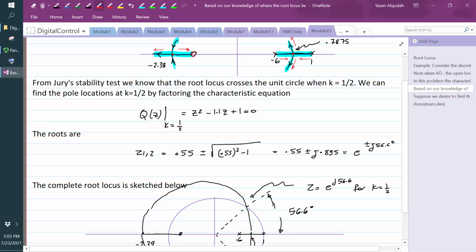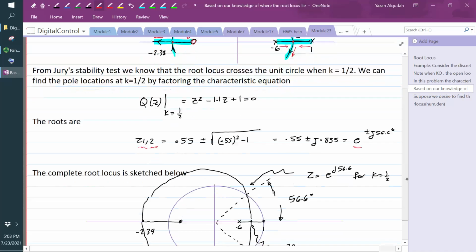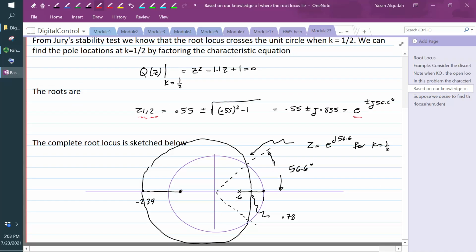So if I plug in k equal to 1/2 in the characteristic equation, I'm going to get the following roots. So these two roots are when k is equal to 1/2, and therefore I can come here and mark these two locations. Now this has a magnitude of 1, so as we expect, it is going to be on the unit circle. So this is one location, this is the other location. So what this tells me is that at k equal to 1/2, the root locus is going to be crossing the unit circle.